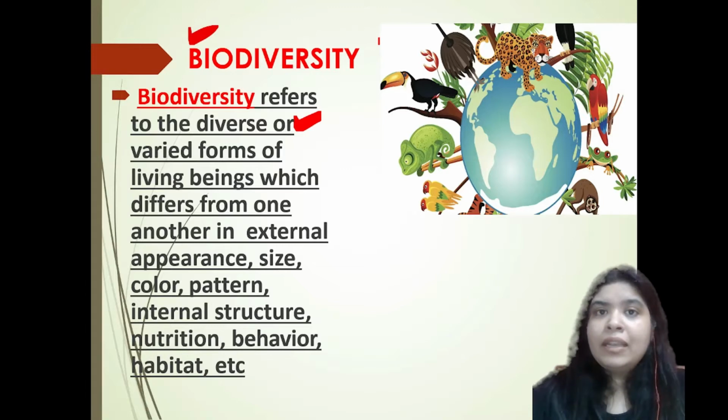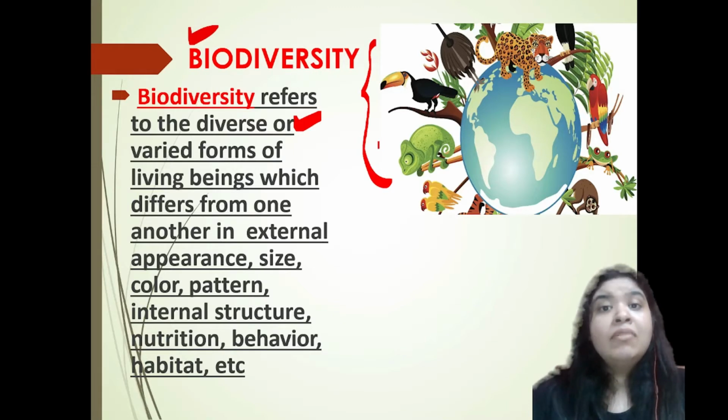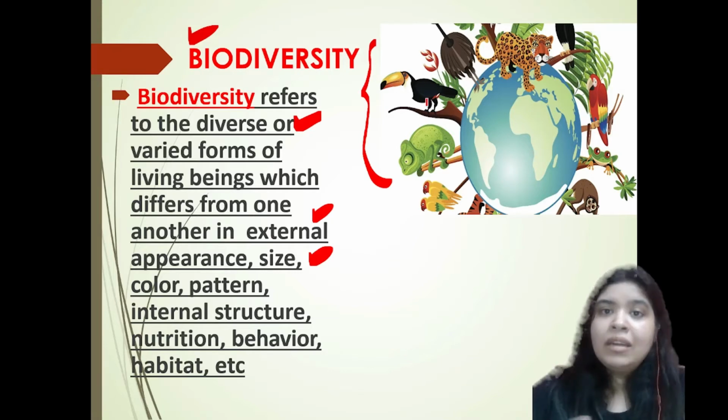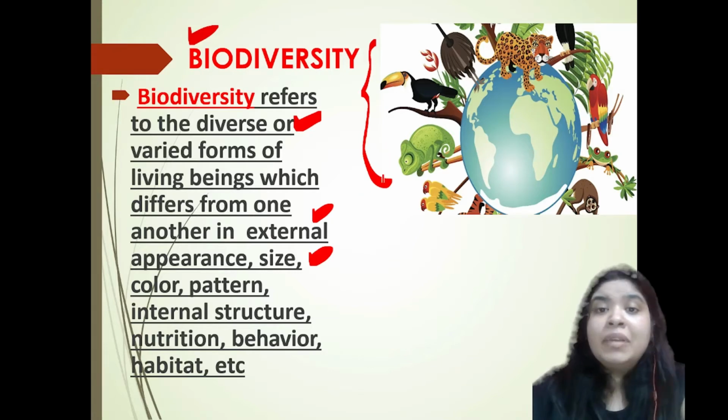Now we can see in the diagram the various different forms of organisms that are surviving around us. We can see that there are differences in their external appearance. They look different from the outside, their sizes are different, their colors are different, their patterns on the body are different. Then they have different behaviors as well. They feed on different objects. Some of them are herbivores, some are carnivores, some are omnivores.